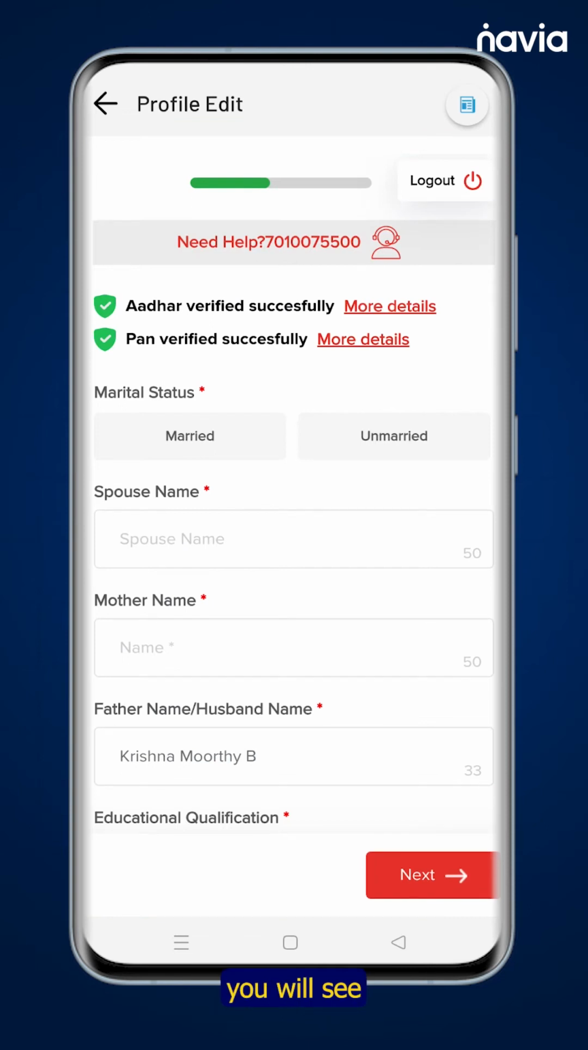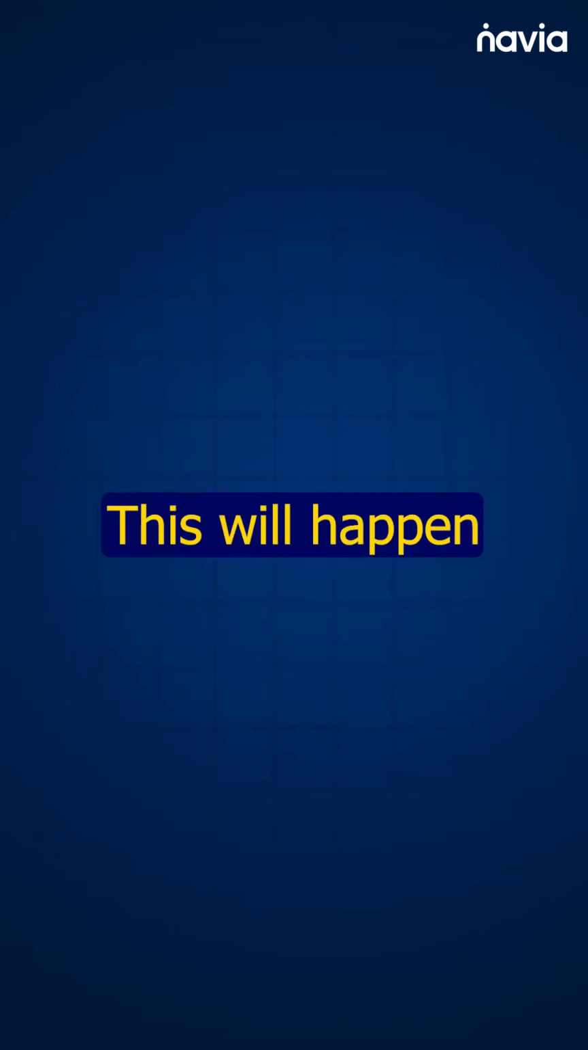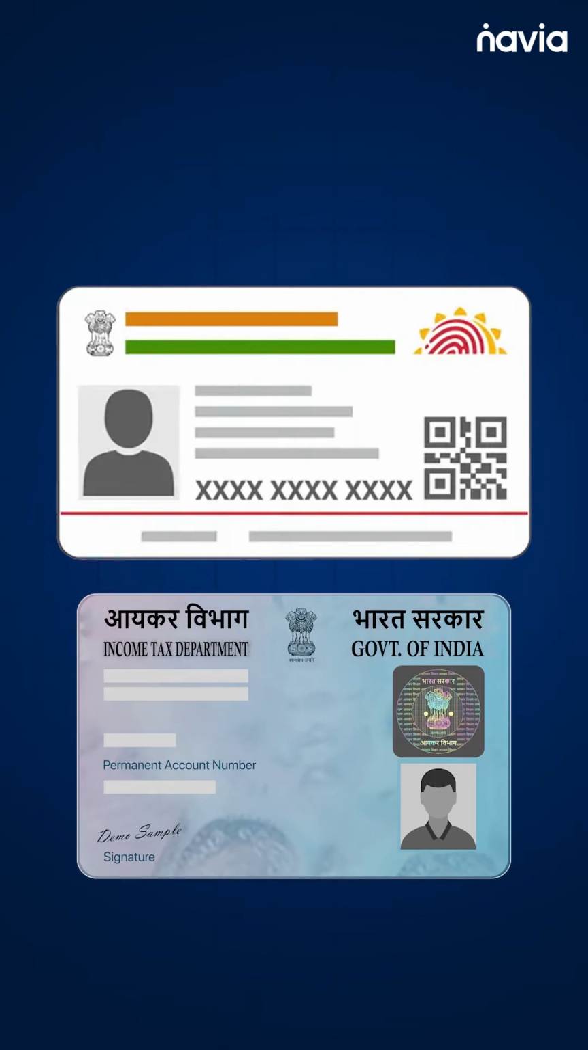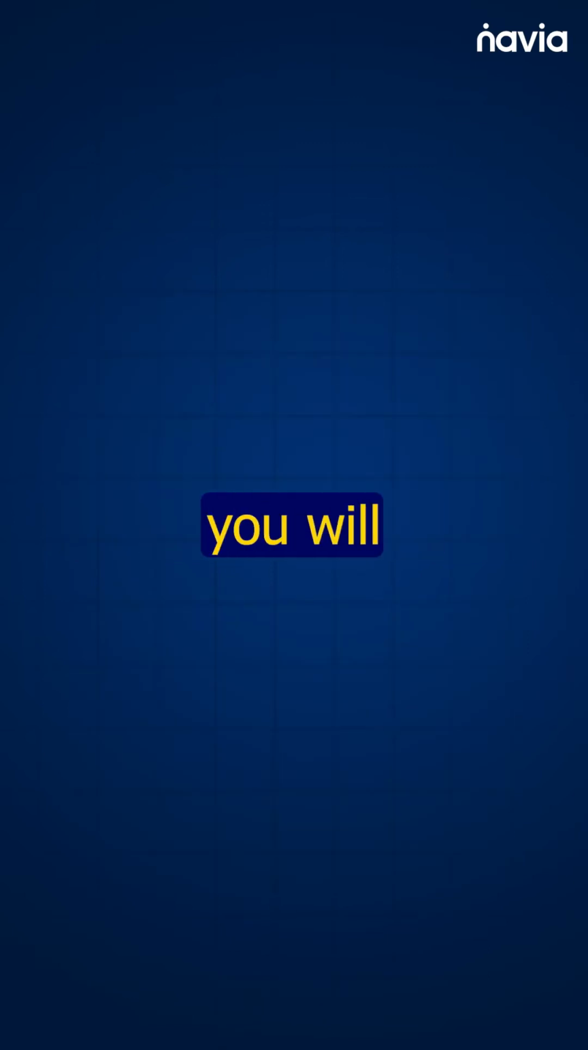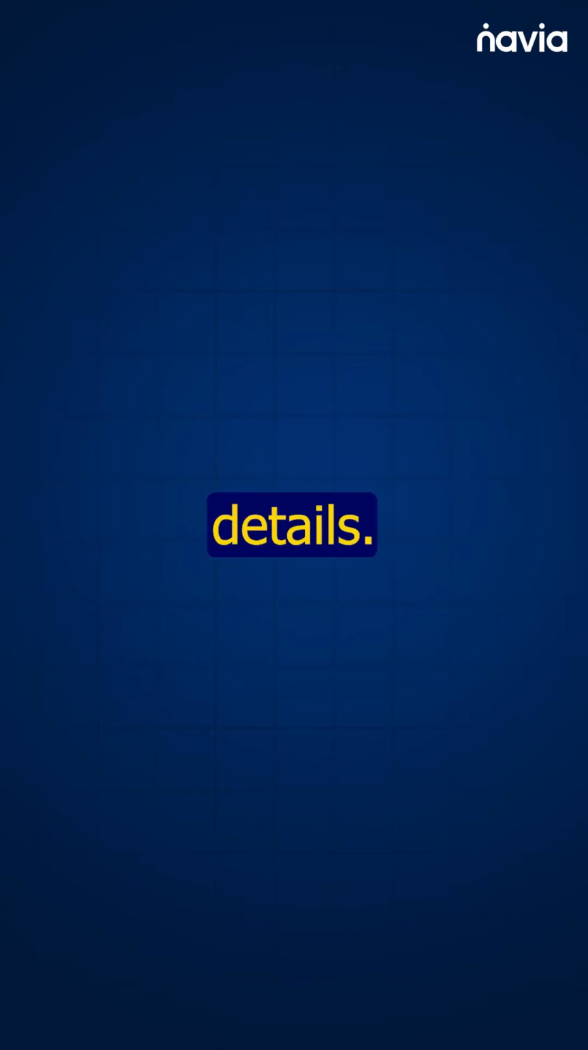In the screen, you will see that your PAN and Aadhaar are verified. Note: this will happen only if your name and initials are the same in your account as your Aadhaar and PAN card. If your name is mismatched, then you will be asked to give your PAN card details. Now update your personal details.